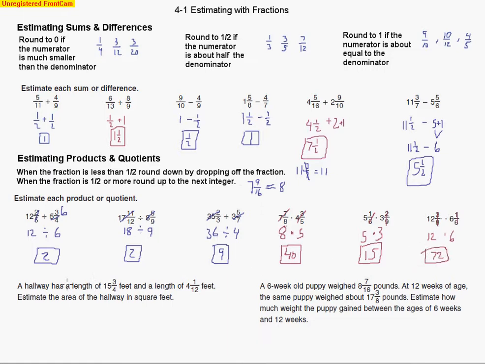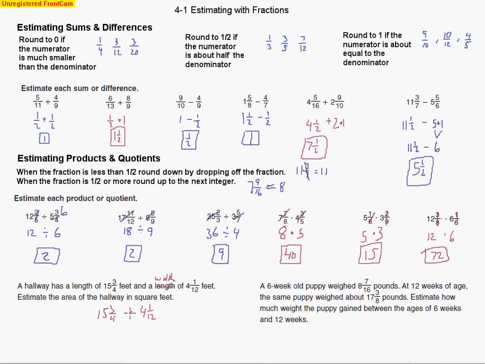Well, a couple word problems here. It says a hallway has a length of 15 3/4 feet, and a length of 4 1/12 feet, and estimate the area of the hallway. Well, area is when we're going to multiply the length and the width. Now, kind of confused me because they said it has a length of this and another length of this, so I think they meant width here. And so I'll just add that in instead. And so a hallway has a length of 15 3/4 feet and a width of 4 1/12 feet. And they want to know the area.